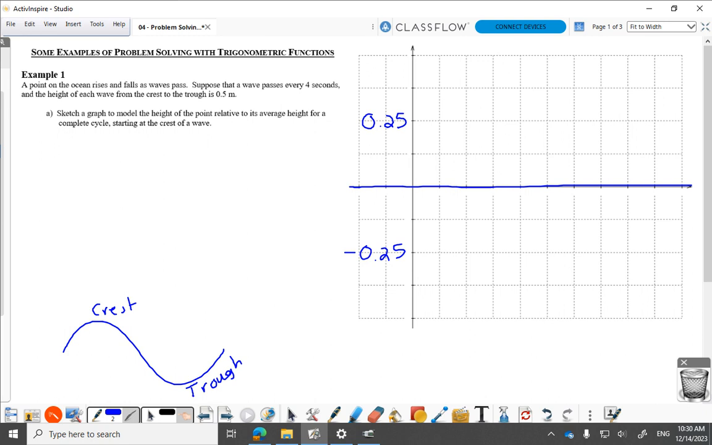So then I'm almost ready, and I'm now showing off because I'm very excited that I think I actually have a handle on some of the things with this active board. I'm out in green pen. The wave passes every 4 seconds. Oh, I wasn't done with blue. 4 seconds.